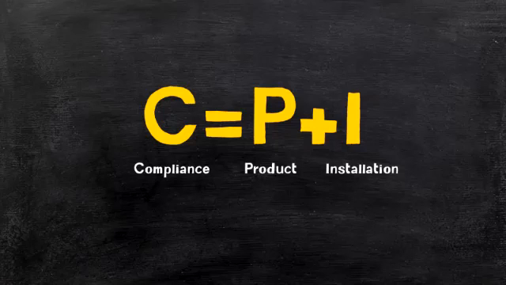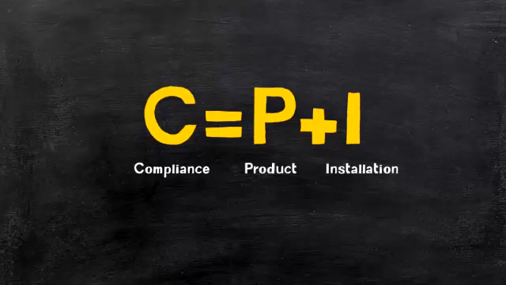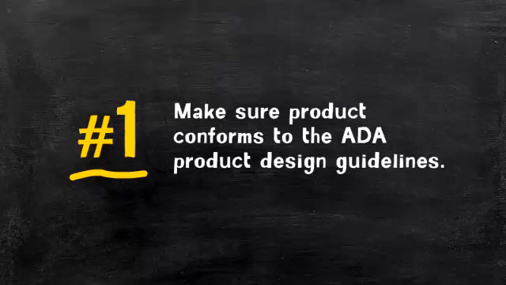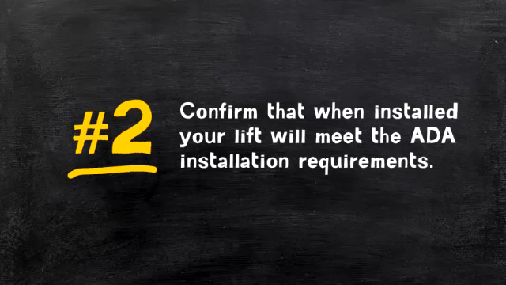To sum up, ADA compliance is a function of a conforming product design that is installed in accordance with the ADA installation requirements. To ensure that your lift meets all ADA requirements, number 1, make sure your product of choice conforms to the ADA product design guidelines. Pool lift manufacturers should be able to produce independent testing results that verify conformance. Number 2, confirm with your installation provider that when installed, your lift will meet the ADA installation requirements.